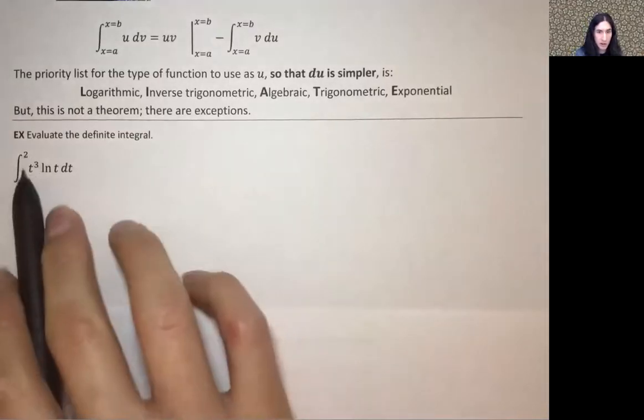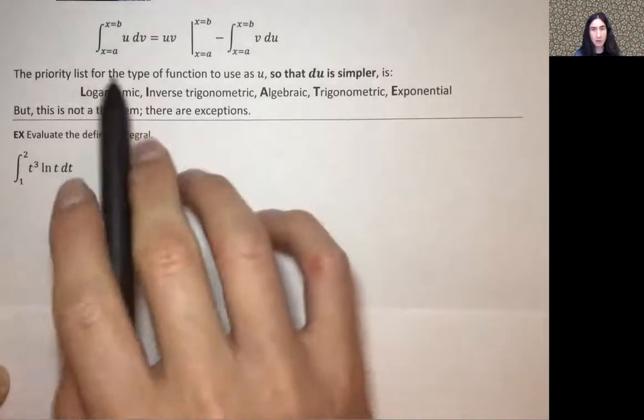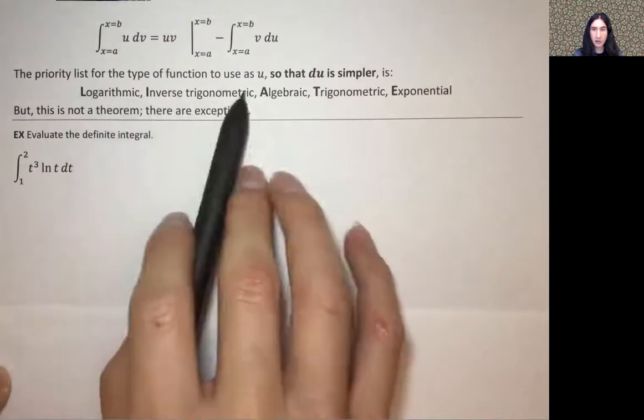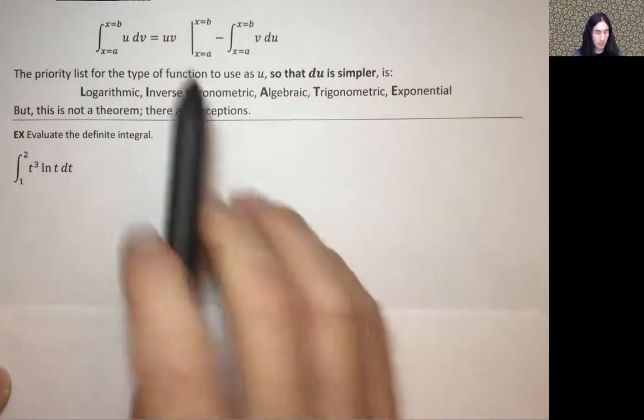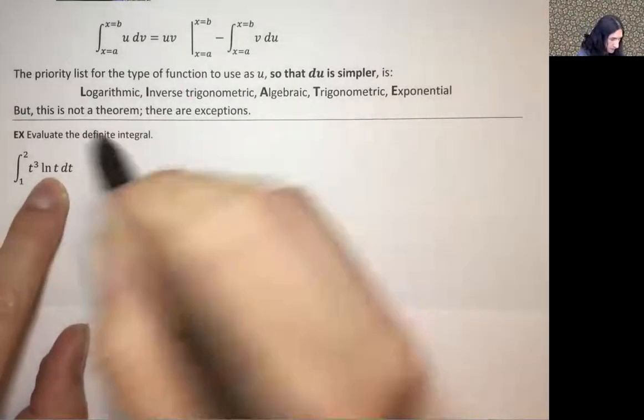Let's take a look at an integration by parts problem with a definite integral. So first of all, we need to choose u. U should be chosen according to this priority list in general. Remember, it's not always true. There are exceptions, but in most cases, it's going to work out.